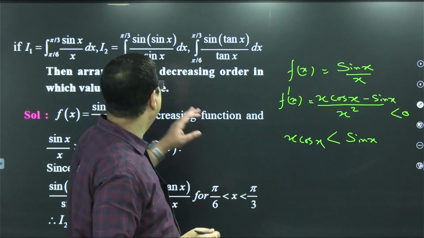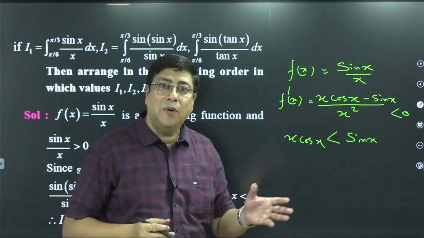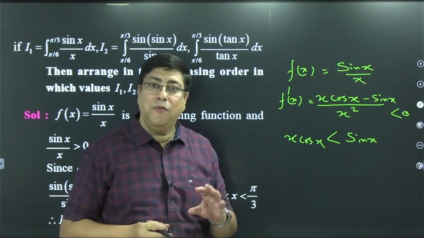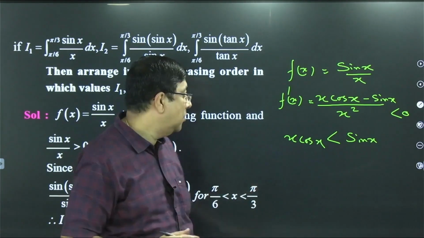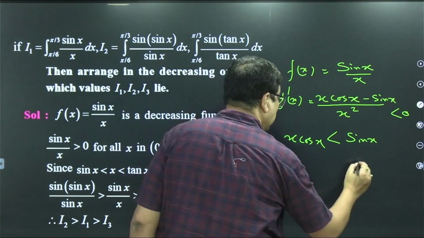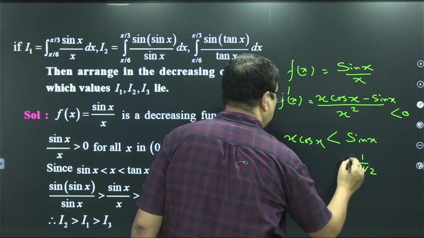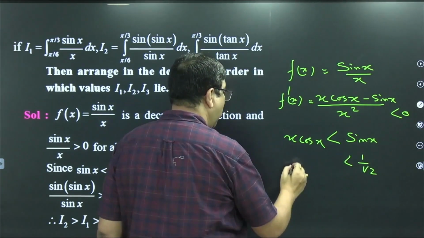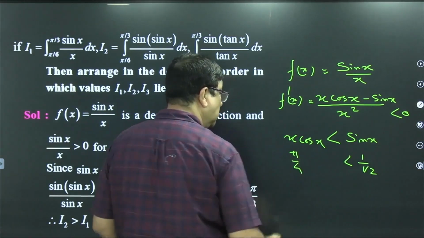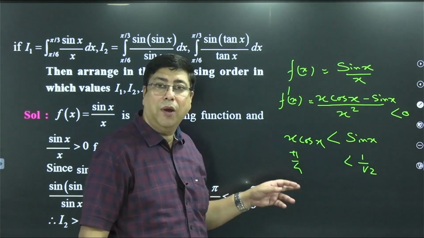So between pi by 6 to pi by 3, let us take any one point, suppose pi by 4. Pi by 4 is between pi by 6 to pi by 3. So if we take pi by 4, let us test: sin pi by 4 is 1 by root 2, which is greater than x, which is pi by 4. Pi by 4 is a fraction because pi is approximately 3.14.